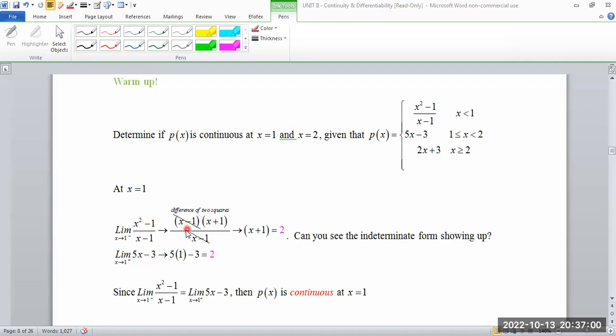I was just about to say congratulations, because she said, "Sir, is this the one with the difference of 2 squares?" And I said, "Yes." So look at what happens. When I factorize x squared minus 1, I get x minus 1 times x plus 1, because it's a difference of squares. Then this x minus 1 in the denominator cancels out the one in the numerator. I'm just left with x minus 1.